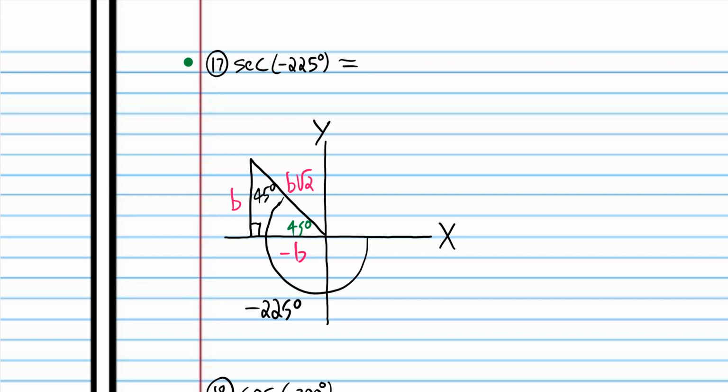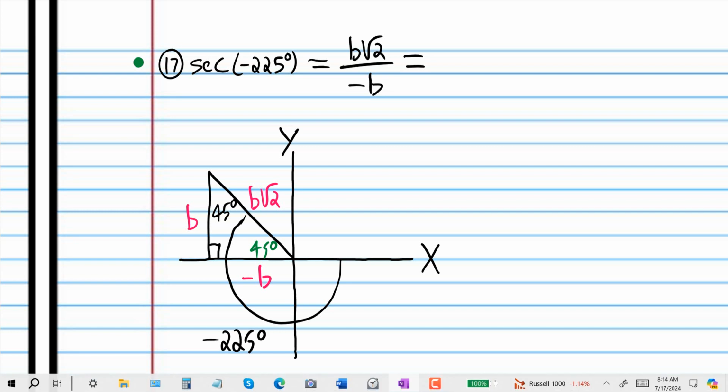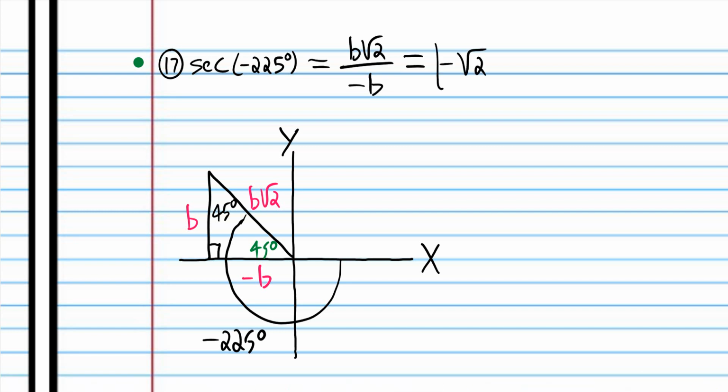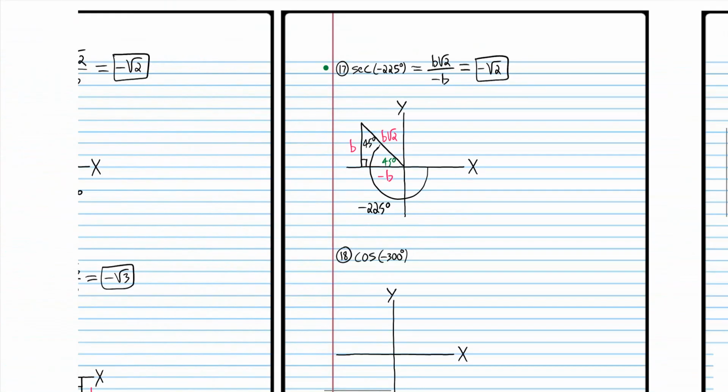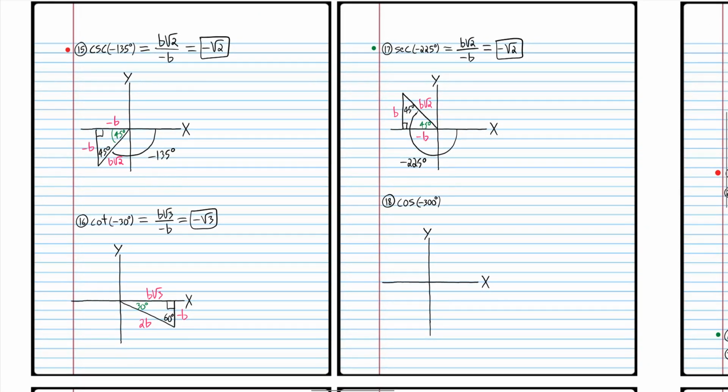And so now we can use the green reference angle to help us. Secant is the hypotenuse divided by the adjacent side. So that would simplify to negative root 2. So if you got that right, excellent. Go ahead and try number 18. When you come back, we'll do it together.